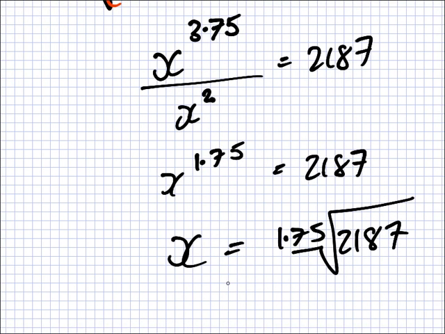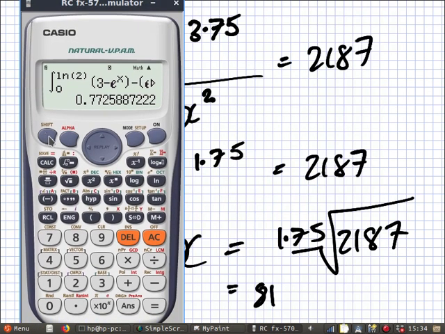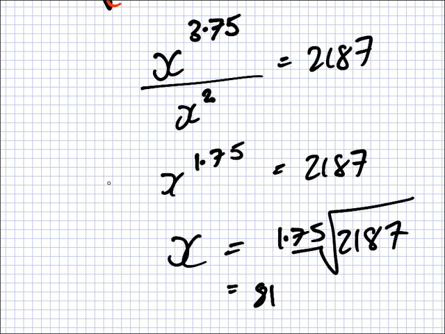It's a decimal? Yeah. What decimal did you get? I got 81.8384. I just got 81. Did you type it in right? 1.75, 2187? No, I have my Casio here. Shift root, 1.75. Yeah, 81. Okay. Right.